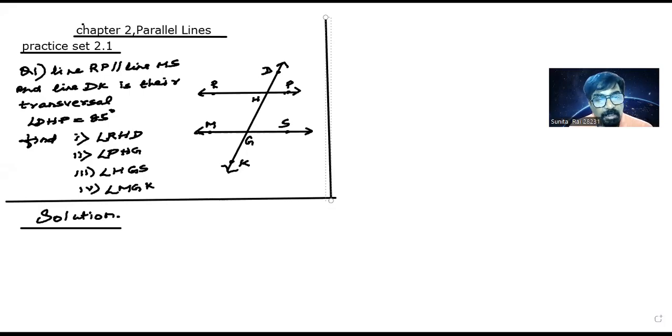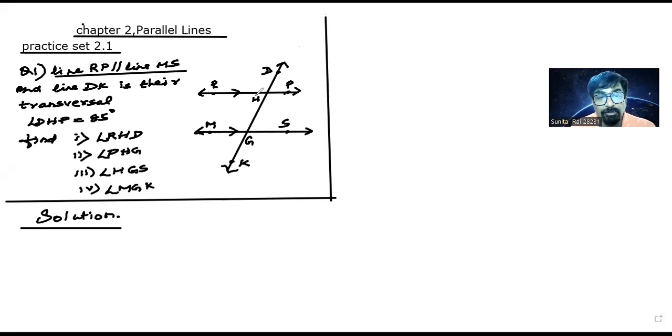We are doing Standard 9, Parallel Lines, Practice Set 2.1. Just have a look at question number 1, children. Line RP is given parallel to line MS. Please look at the figure. Can you see this line RP and line MS are parallel, okay?